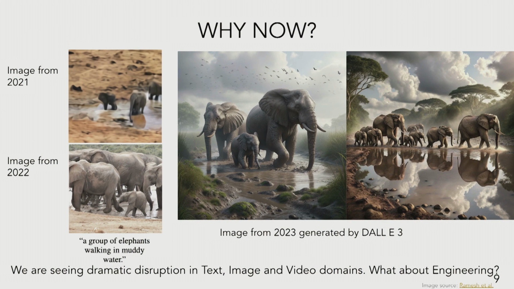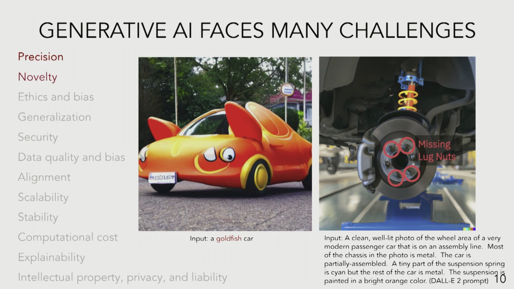Why are we talking about it now? Why is it all over the news? You can see this image from 2021. This is a group of elephants walking in muddy water, 2022. And this is the latest from DALL-E 3 in 2023. We are seeing a dynamic disruption of text, image, and video domains. The question we think about is, what about engineering? There is a huge improvement in quality, right?